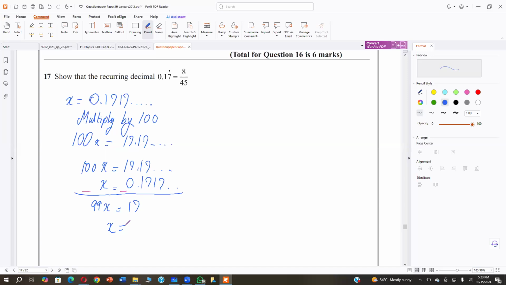Not coming 8 upon 45. Something is wrong. What mistake actually occurred? It should be coming 8 upon 45. Oh, actually, there's a dot on 7 only. This is a mistake.